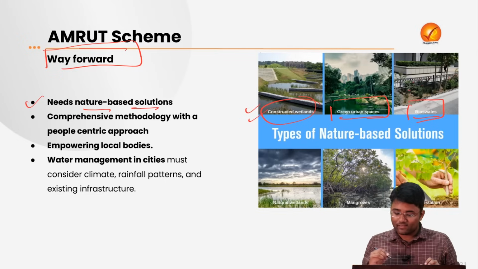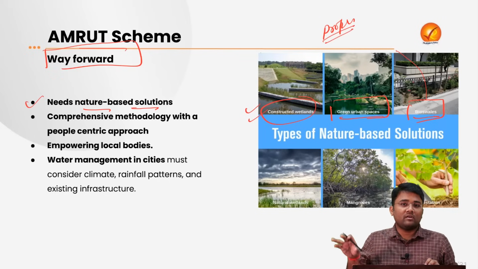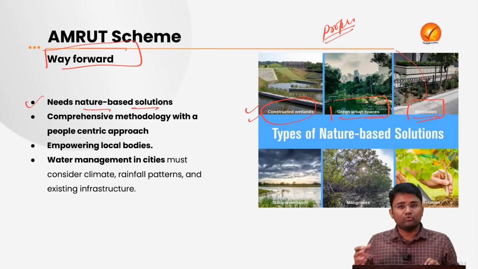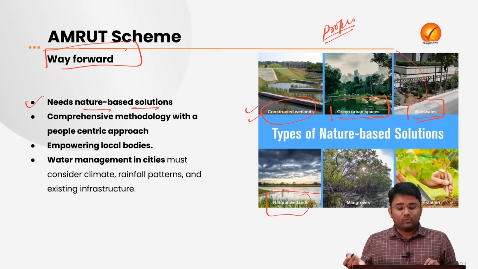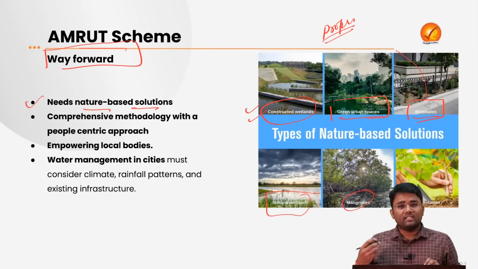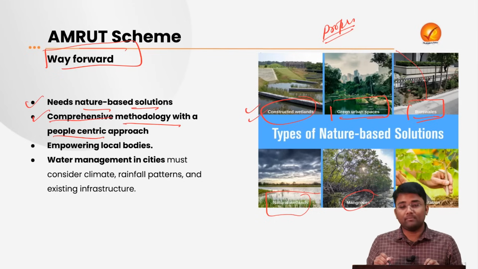Bioswales are constructed to lead water into proper channels, so that during the rainy season it flows towards the rivers without any hindrance. Then there is a need for rejuvenating the natural wetlands, and mangroves and reforestation can also be developed. When these natural solutions come in, it will help in better and more efficient implementation of schemes like AMRUT. Then there is a need for a comprehensive methodology with a people-centric approach.